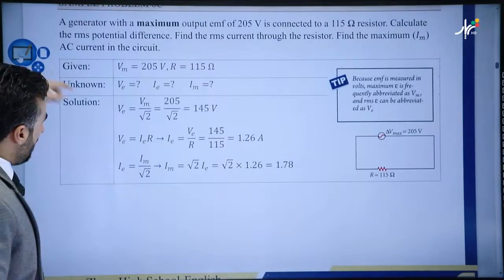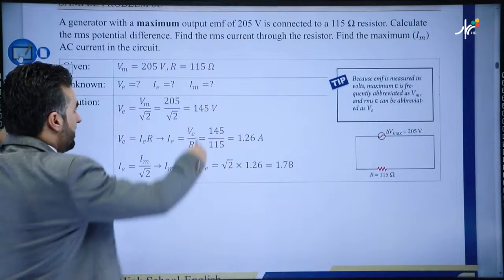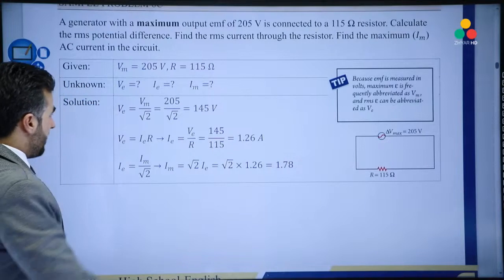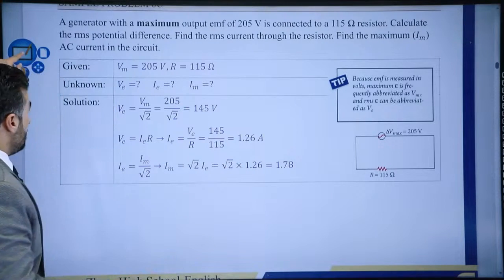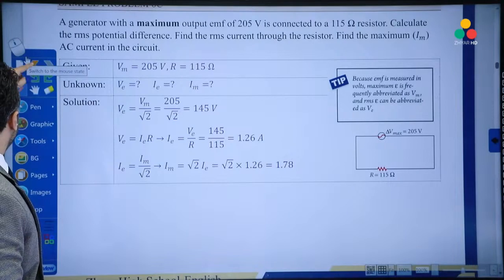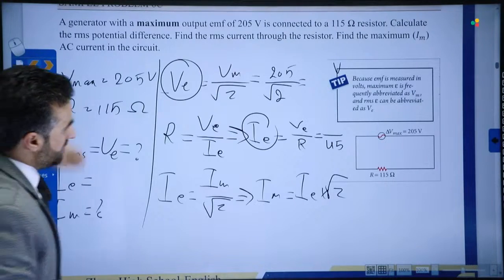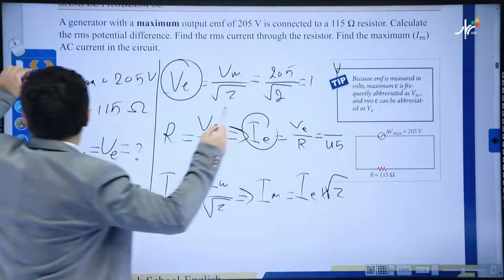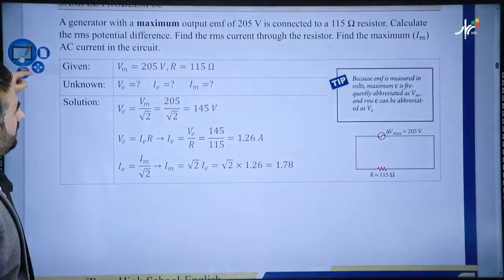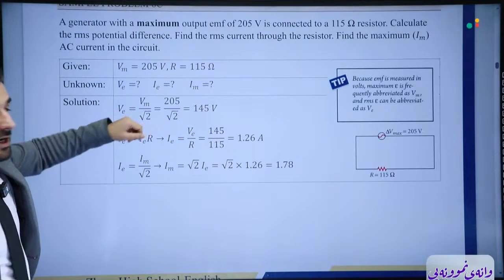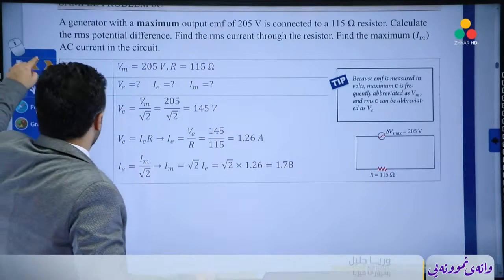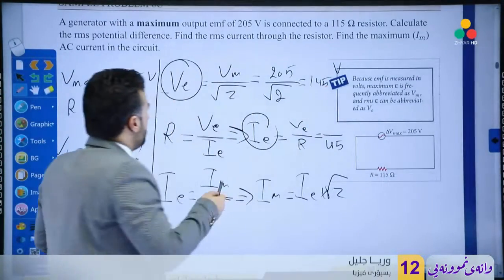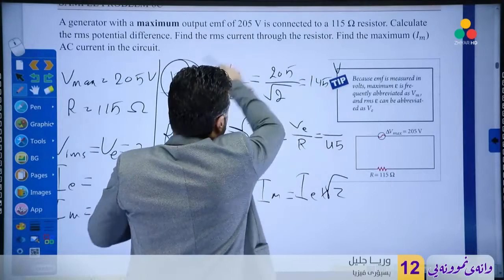Okay, so take a look. For V effective, it is 145. That is V effective. Okay, that is basically in volts. Don't forget that is the V effective.